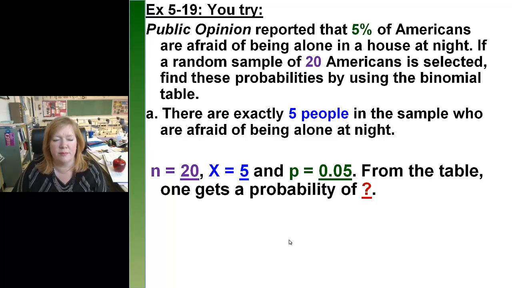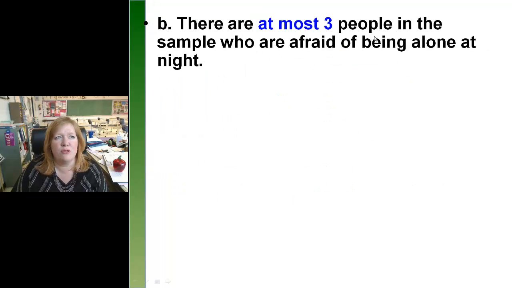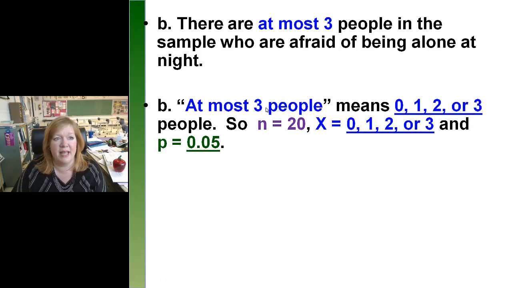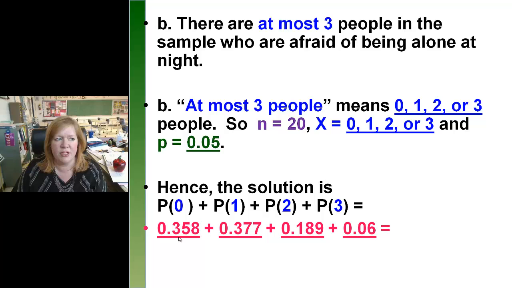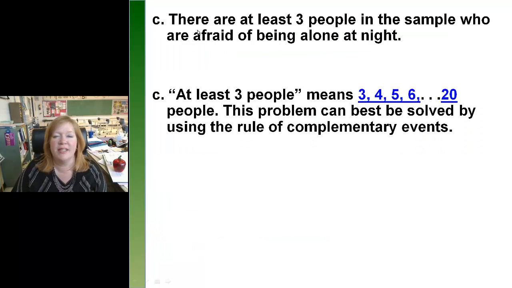Pause. Okay, there are at most 3 people in the sample who are afraid of being alone at night. Well, this comes in handy because at most 3 means a 0, 1, 2, or 3, and we can use our table. Under n equals 20, we're going to look up the probability of 0, 1, 2, or 3. And if you look it up, probability of 0 is 0.358, then 0.377, 0.189, and 0.06. So looking those up on your table, you'll add them up, and you get 0.984.